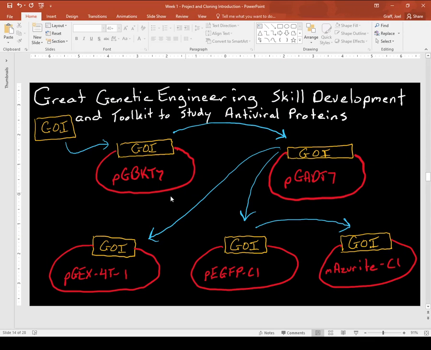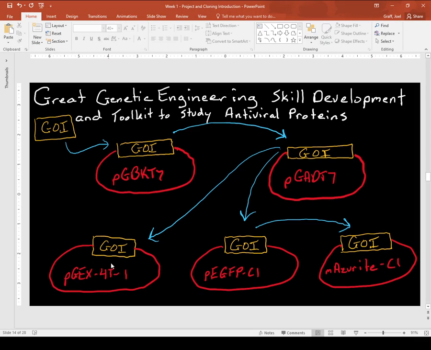So why do we do all this cloning? Well, for one, it's great genetic engineering skill development. If students in my lab can clone genes, they'd fit right into any molecular biology lab and have a nice set of skills developed for doing that. But by putting our gene of interest, our putative antiviral protein gene of interest, into all these different plasmids, we've also created a toolkit to study the antiviral proteins.